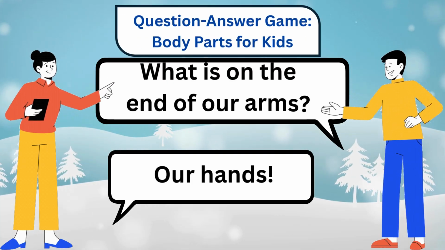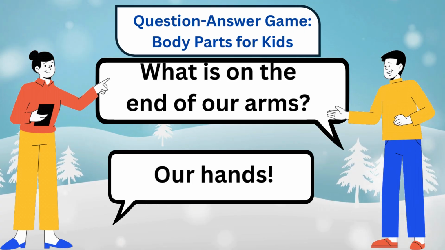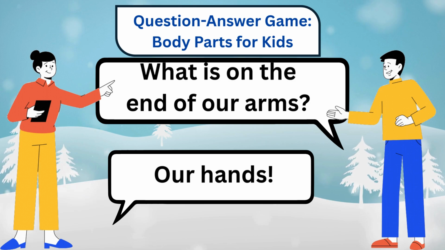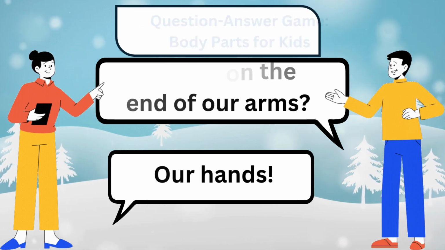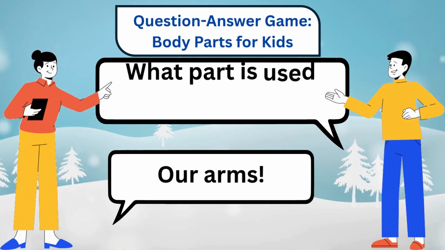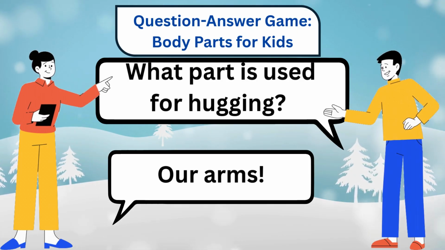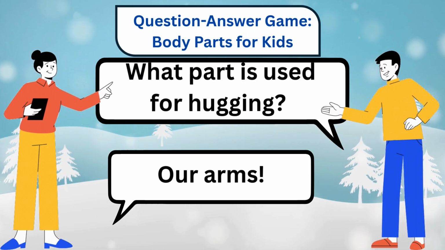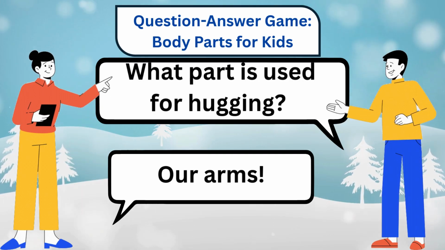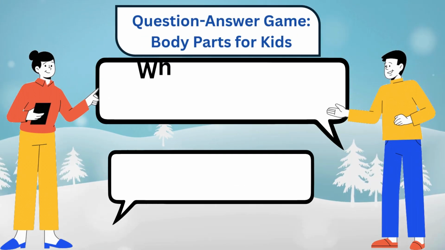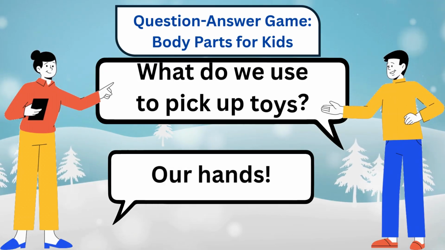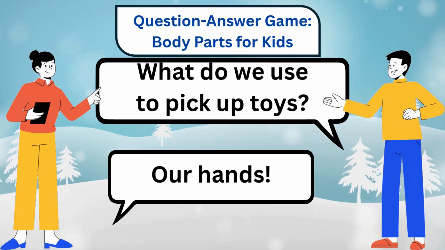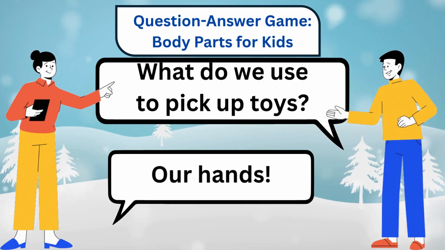What is on the end of our arms? Our hands. What part is used for hugging? Our arms. What do we use to pick up toys? Our hands.